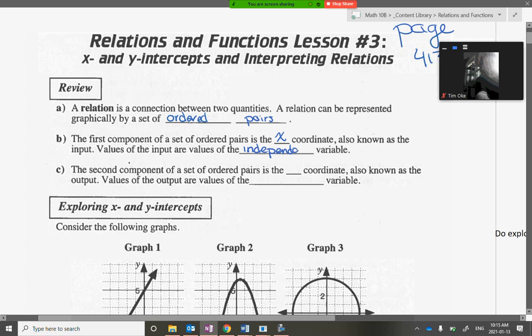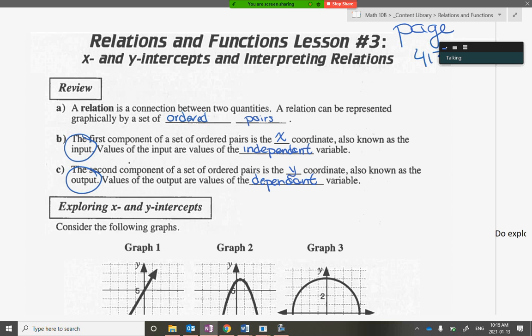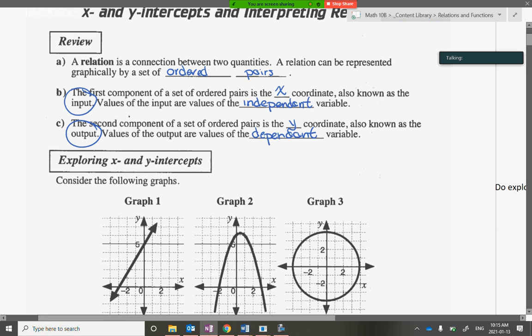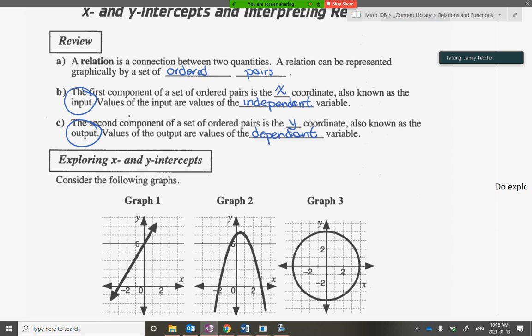I need to write that in. Our second component of our ordered pairs is our y coordinate, also known as the output, and it is the dependent variable. Yes, Sandy. Yes. Always. Okay, so today we're doing lessons 3 and 4 today.